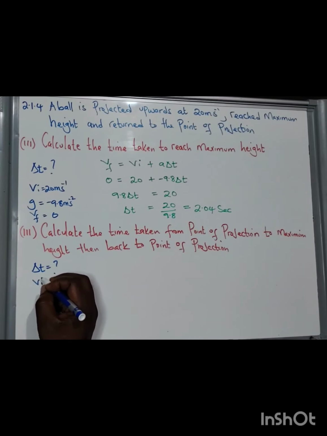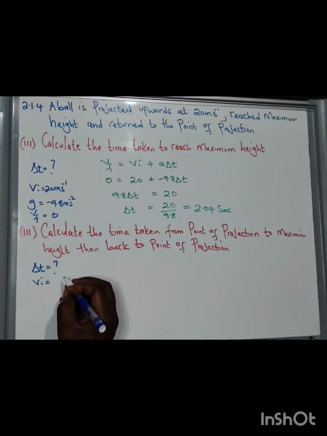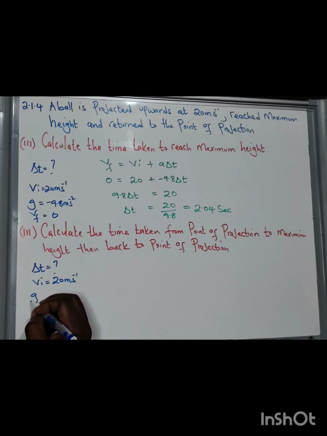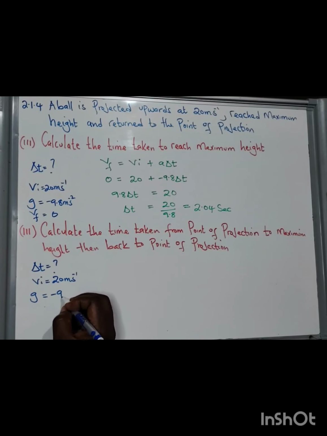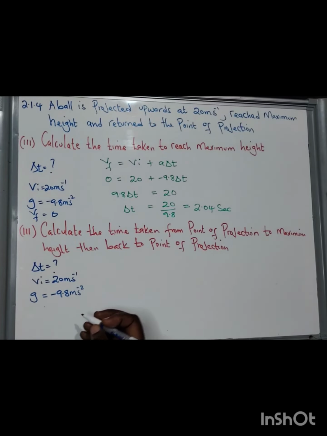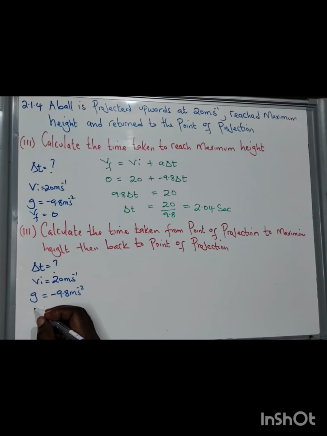What else do we know? We know VI, which is 20 meters per second. We know G, which is negative 9.8 meters per second squared. We know something here: we know delta X is 0. I want us to explain why delta X is 0.